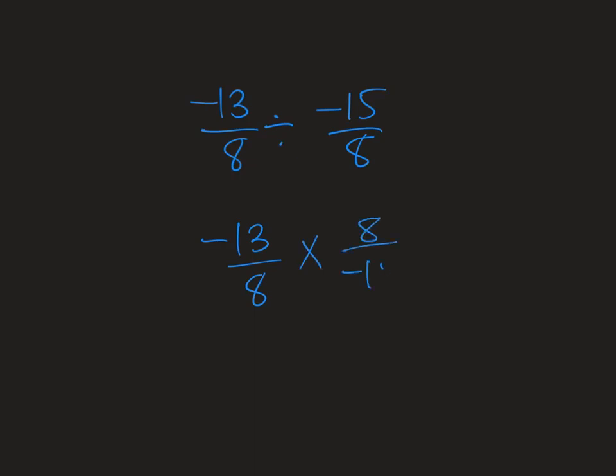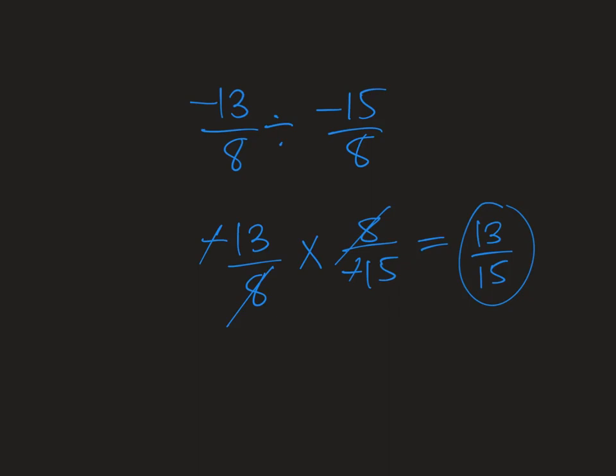Example, we have negative 13 over 8 divided by negative 15 over 8. So we write that down as negative 13 over 8 times 8 over negative 15. Notice that the 8s can cancel right away, and the minuses also go away because a negative divided by a negative is a positive. So then we have 13 over 15 as our final answer for that particular problem. So that was number 48. Let's do one more problem, and then we'll move on to adding and subtracting fractions.